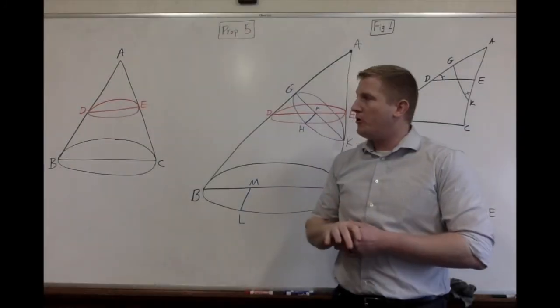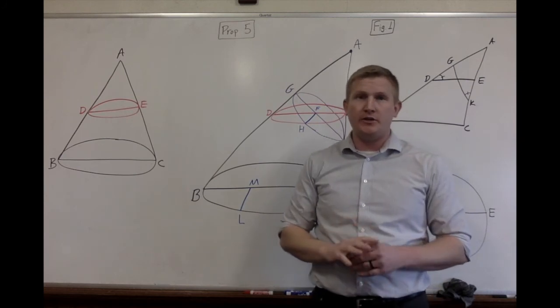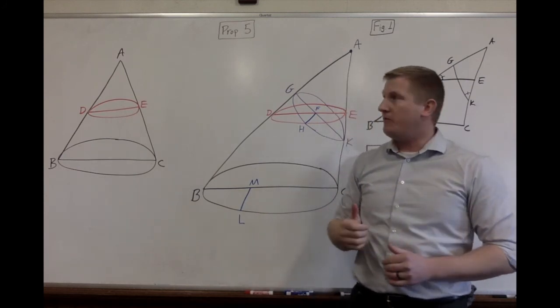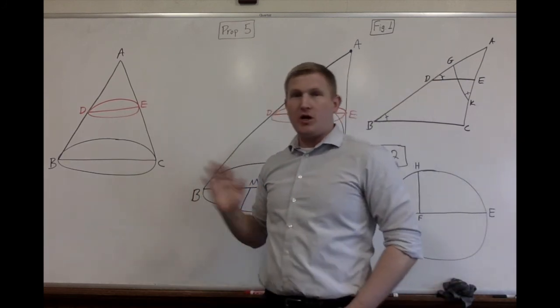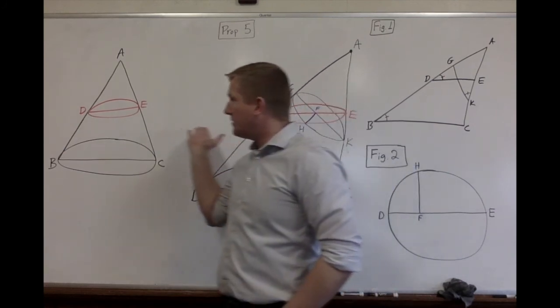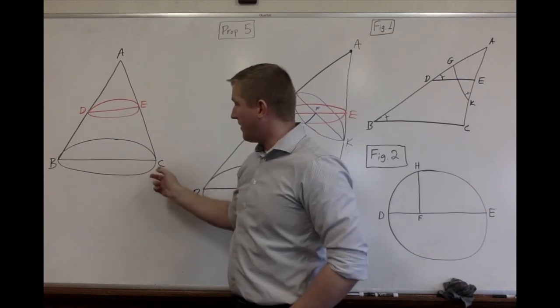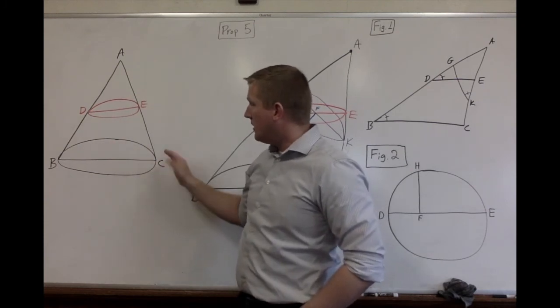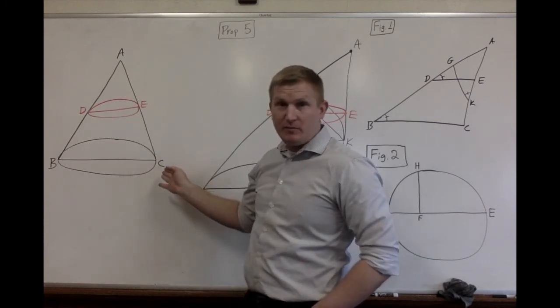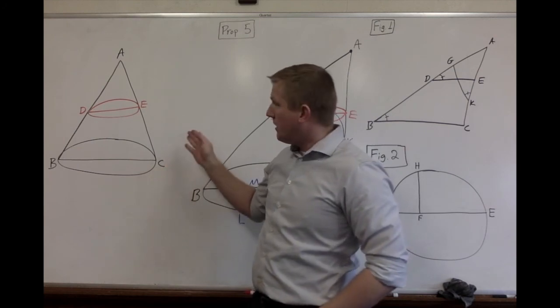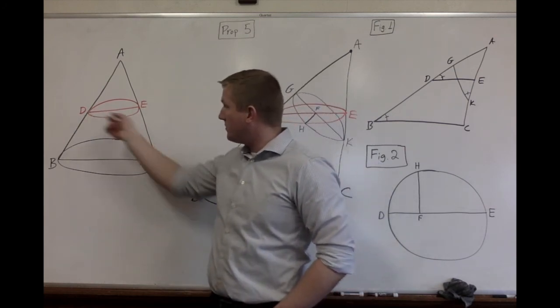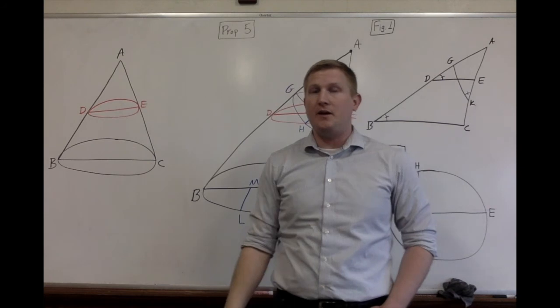So in Proposition 4, we got our first conic section, that of the circle. And we found that we can get a circle if our cutting plane is parallel to the circular base, right? So in this case, if we have our axial triangle, A, B, and C, BC being the base circle, if our cutting plane is parallel to it, we would get this red circle, DE.